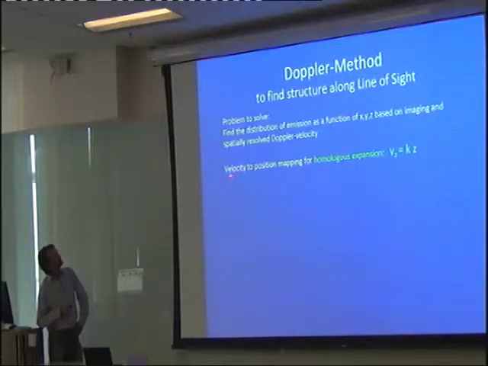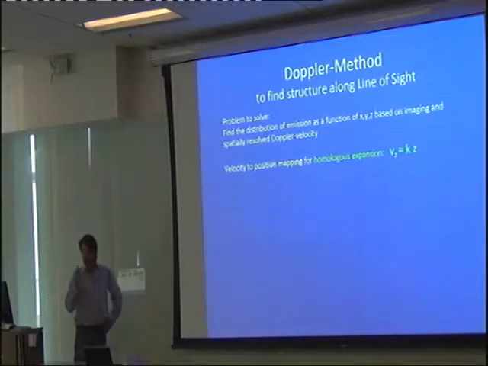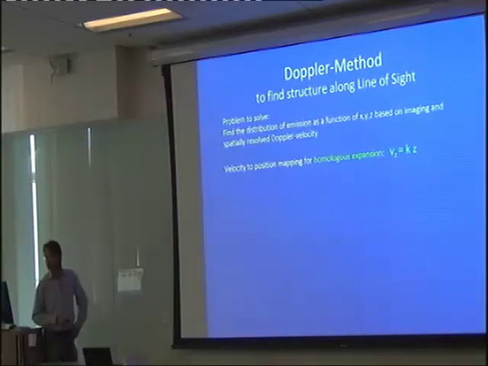Now, we use position-velocity mapping of the velocity field in this way. We say that the velocity along the line of sight is proportional to the distance with some factor k, which we still have to determine from some symmetry or so.